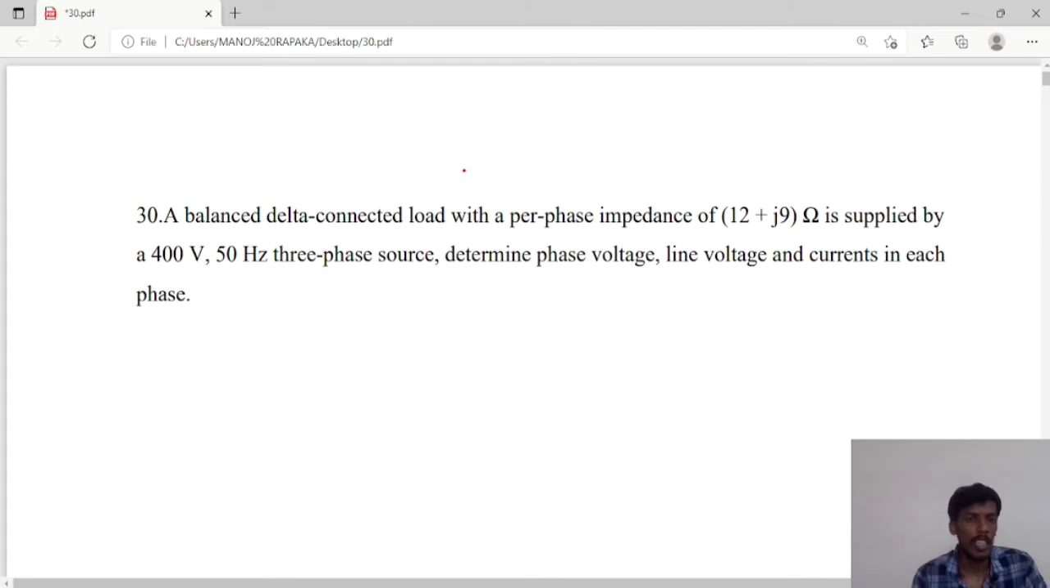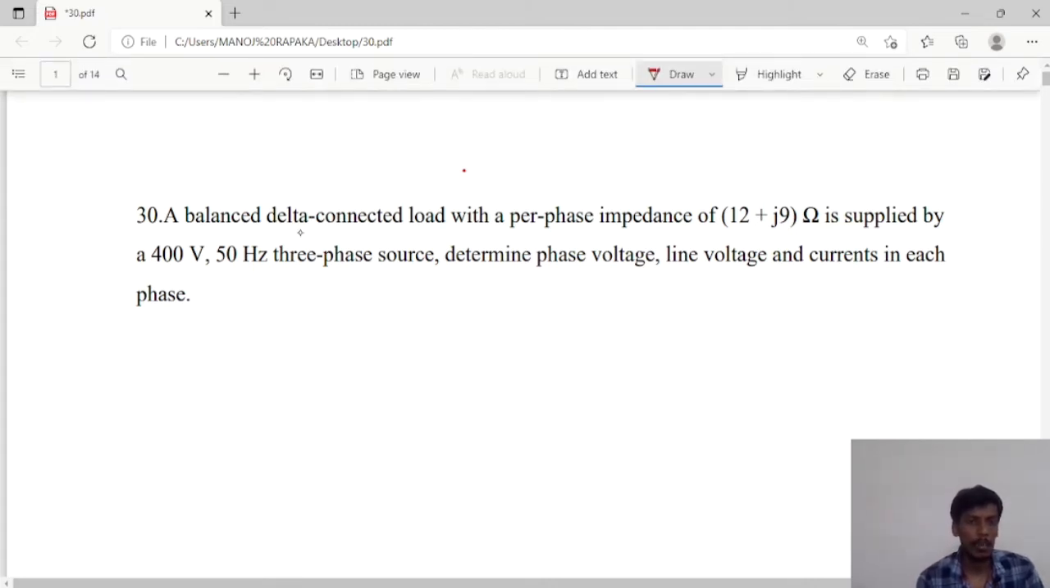Hello guys, today in class we will see some more problems. A balanced delta connected load has a per phase impedance of 12 plus j9 ohms, connected in delta, across a 400 volt, 50 hertz three phase source. We are asked to calculate the phase voltage, line voltage as well as the currents in each phase.